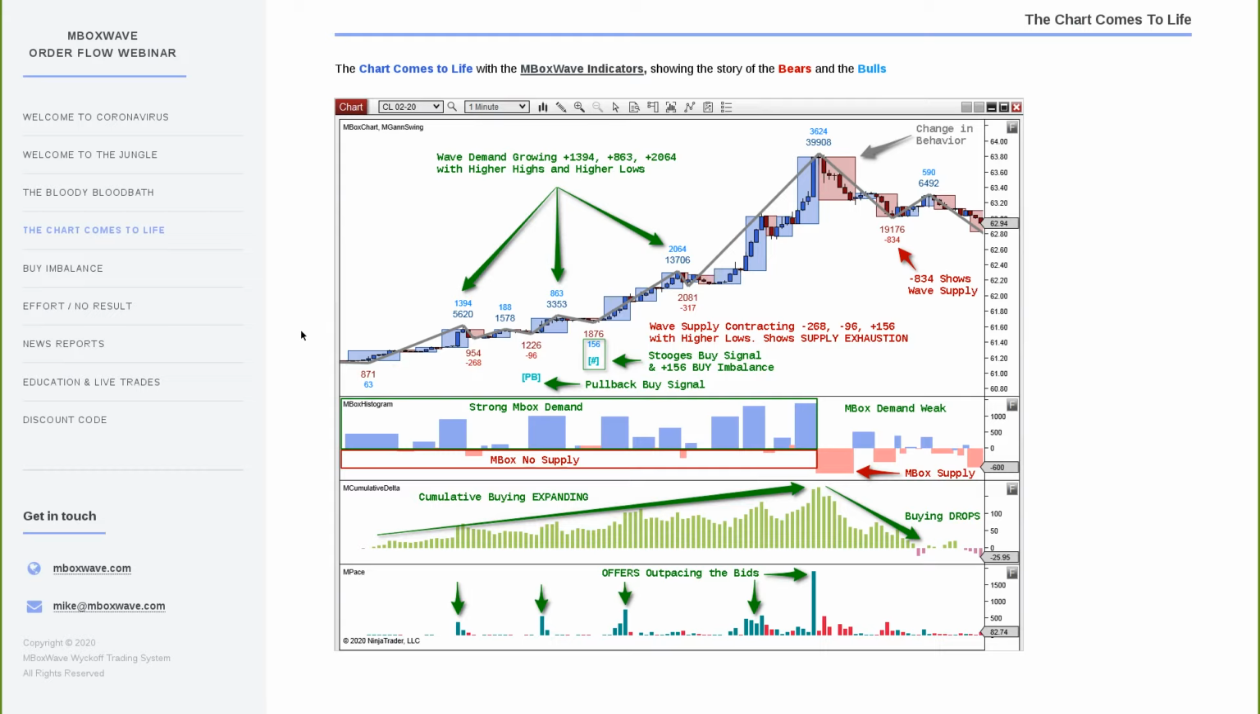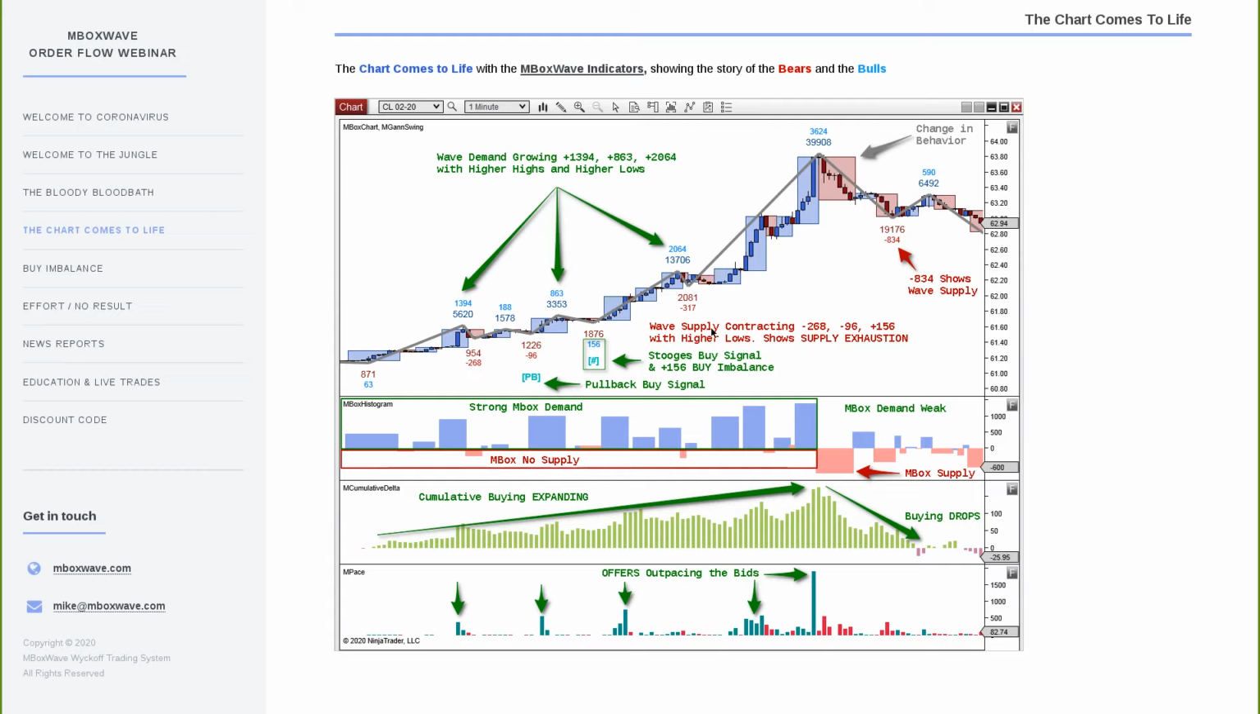All right, so now I'm going to put in and show my analysis of how I read the charts and how I look at the indicators to get useful information from them. So we can see that the cumulative buying is expanding here, going up. We also see that the wave demand is growing, plus 1394 right here, plus 863 right here, plus 2064 right here. So that's also growing, right? We also see strong MBox demand. That's the MBox histogram, the strength of the punches. Look at all these punches. Meanwhile, we see no supply right here.